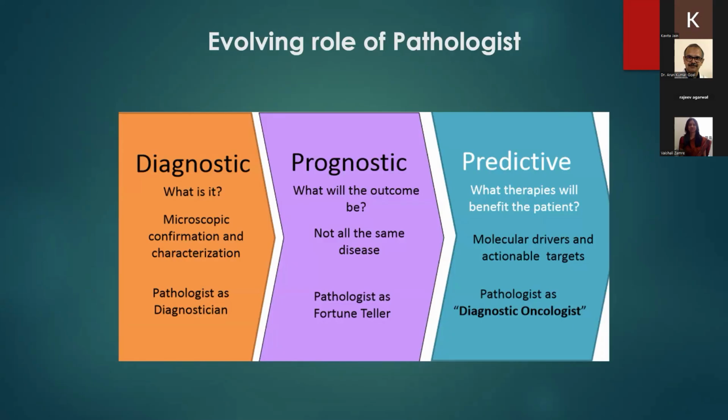Now, the role of a pathologist has evolved over the years, not just from being a simple diagnostician. We have markers which help in prognosticating a disease. And now we also have certain molecular genes which can tell us what kind of therapy will help a patient. And thus, we also play a part now in precision medicine.